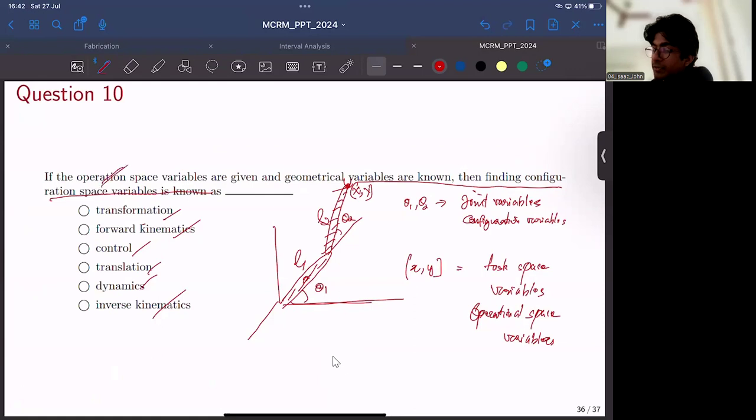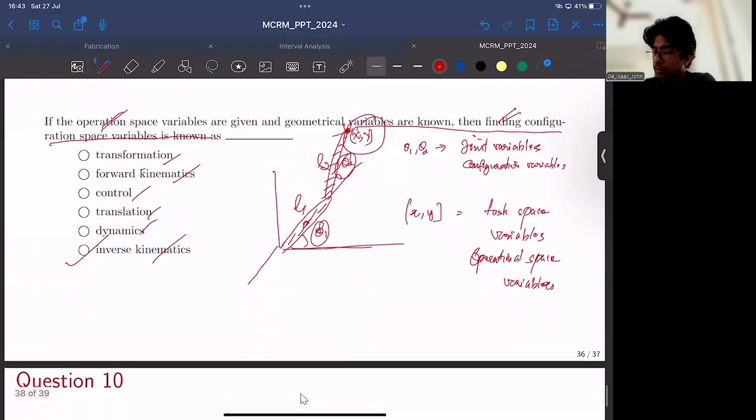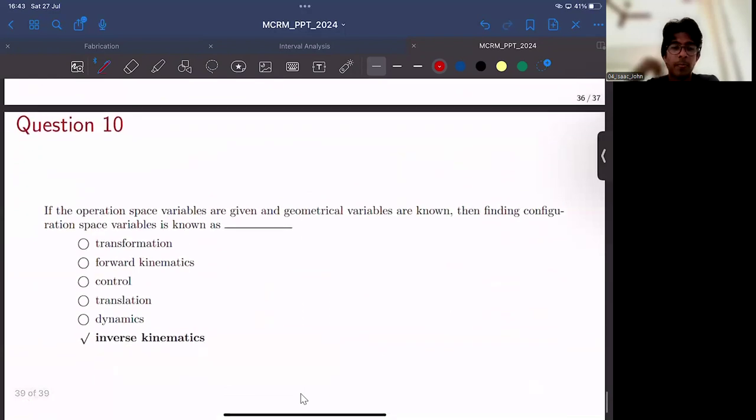Then if the operational space variables are given, finding out the configuration space variables is called the inverse kinematics problem actually, right? If x and y are known, finding out theta2 and theta1 would be the problem of inverse kinematics. And the procedure to do that, we would be covering solving inverse kinematics problems of robotic manipulators in week 2. So yeah, checking the answer, it is indeed inverse kinematics.